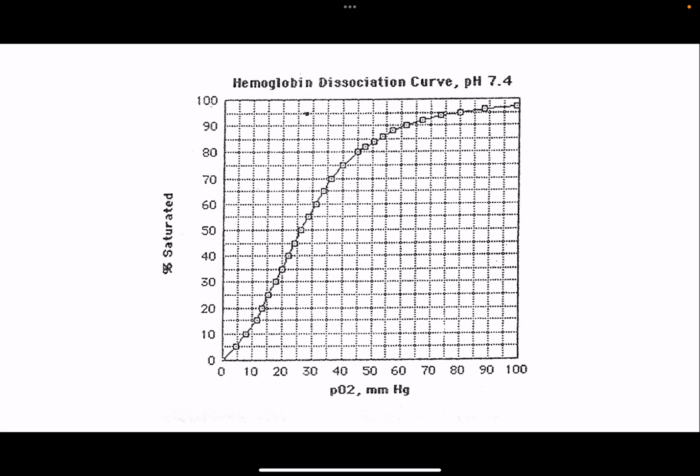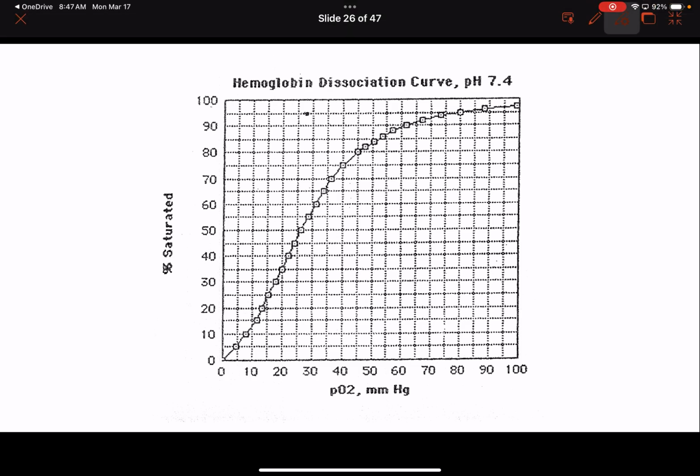So we're going to draw a little bit on this curve here. So at 100 millimeters of mercury, which should be our oxygenated blood, that equates to, oh, I don't want that thick.